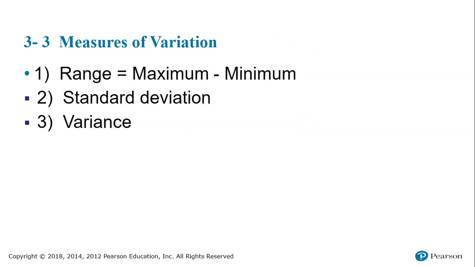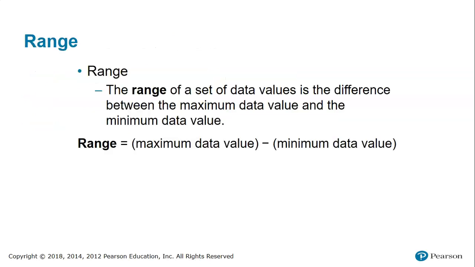Okay, we're going to look at three different measures of variation. The first we said was range, and range is simply the maximum minus the minimum. And then we'll look at standard deviation and variance, which kind of go hand in hand, and you'll see why those two go together. Okay, so the range of a set of data values is the difference between the maximum and the minimum data value. So pretty simple calculation for us there.